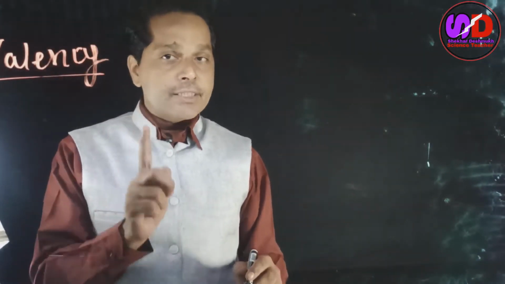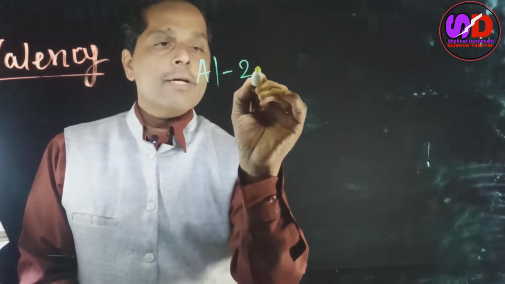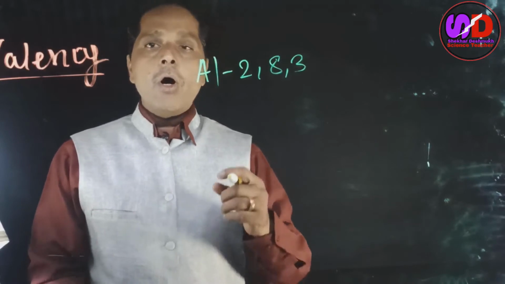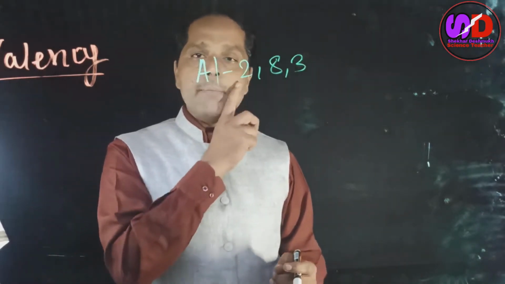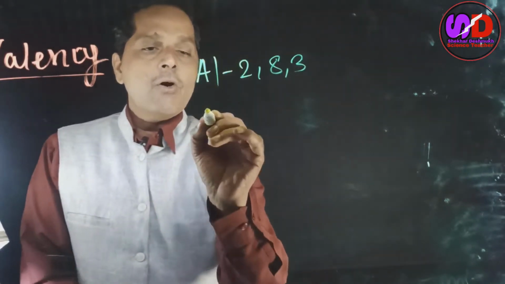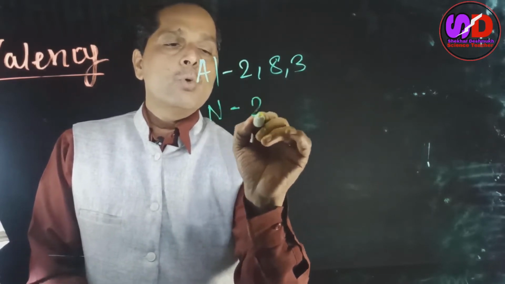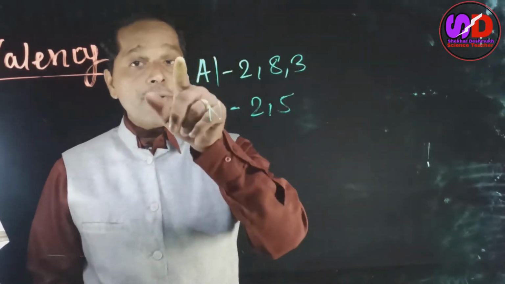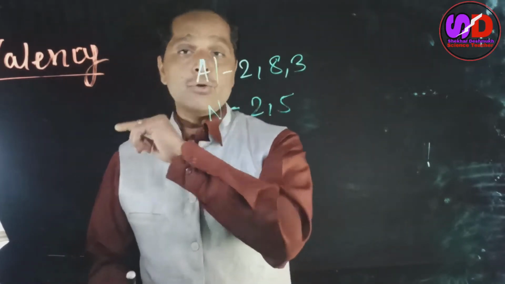Only one question you have to ask yourself: is it easy to donate electrons or to take electrons? Suppose an atom, aluminium, with electronic configuration 2, 8, 3, or one more example, nitrogen, 2, 5. Tell me the valency of aluminium and nitrogen.